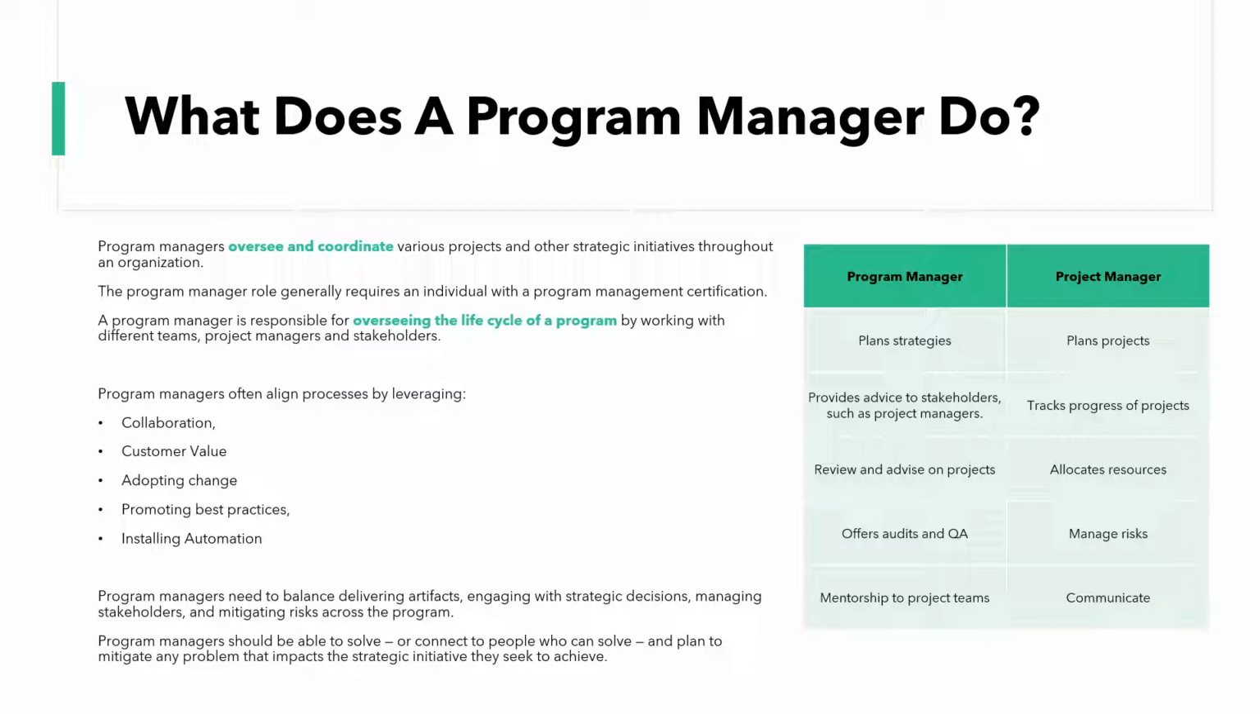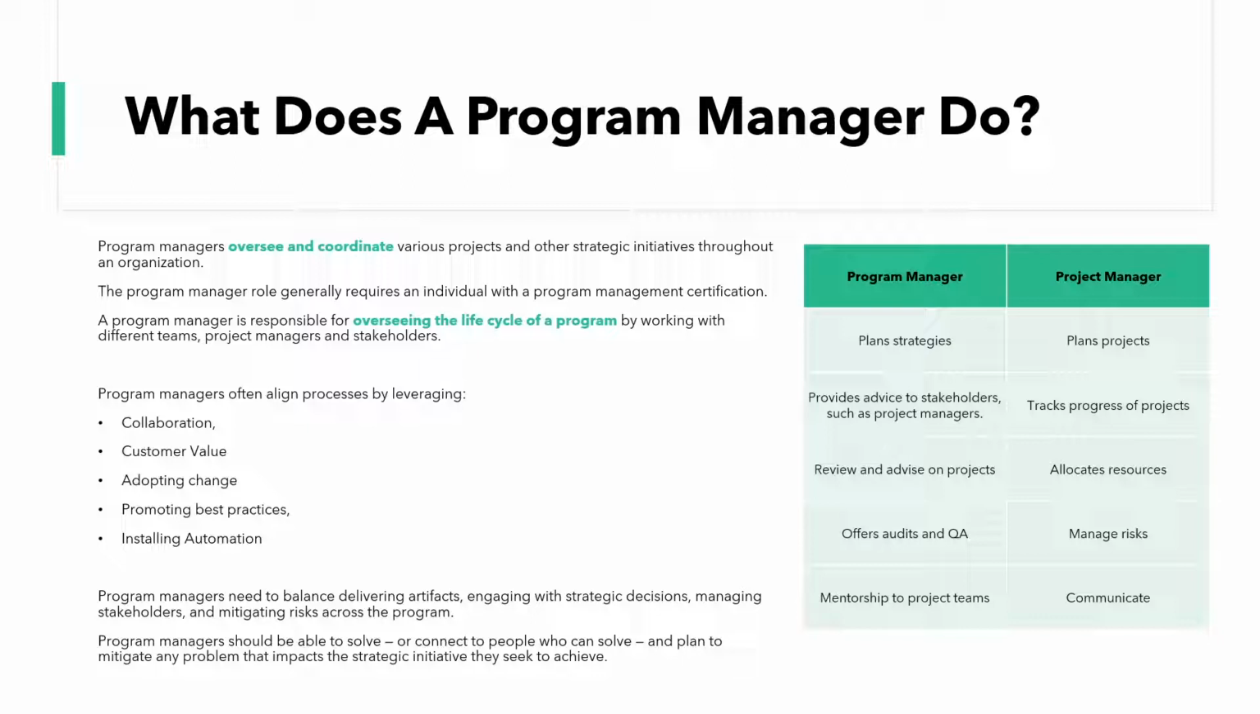They are responsible for overseeing the life cycle of a program by working with different teams, project managers and stakeholders. And they often align processes by leveraging collaboration, customer value, adopting change, promoting best practices, installing automation, among others as well. So program managers need to balance delivering artifacts, engaging with strategic decisions, managing stakeholders and mitigating risks across the program. Now they should be able to solve, or at the very least connect to people who can, and plan to mitigate any problem that impacts the strategic initiative they seek to achieve.